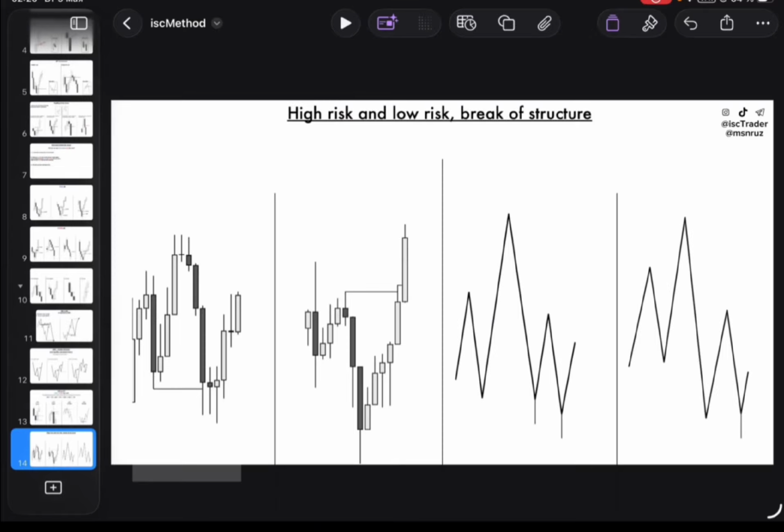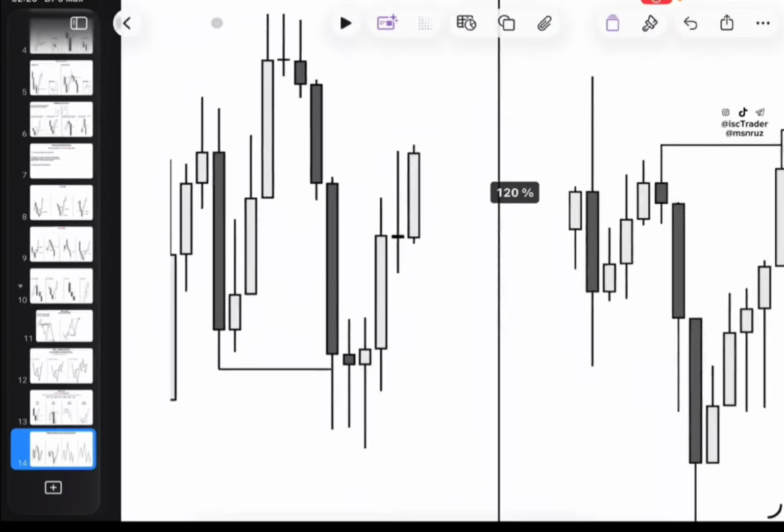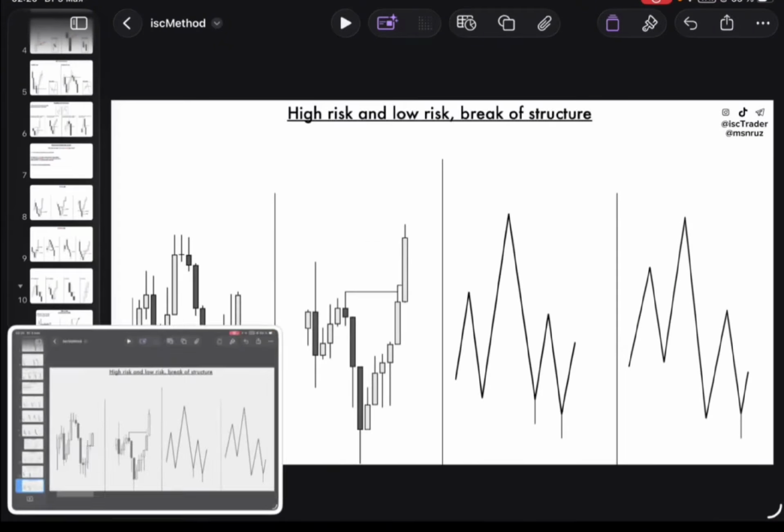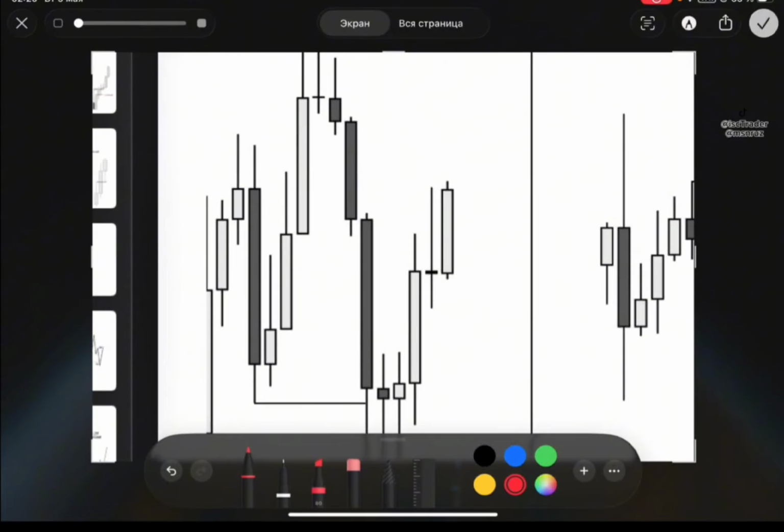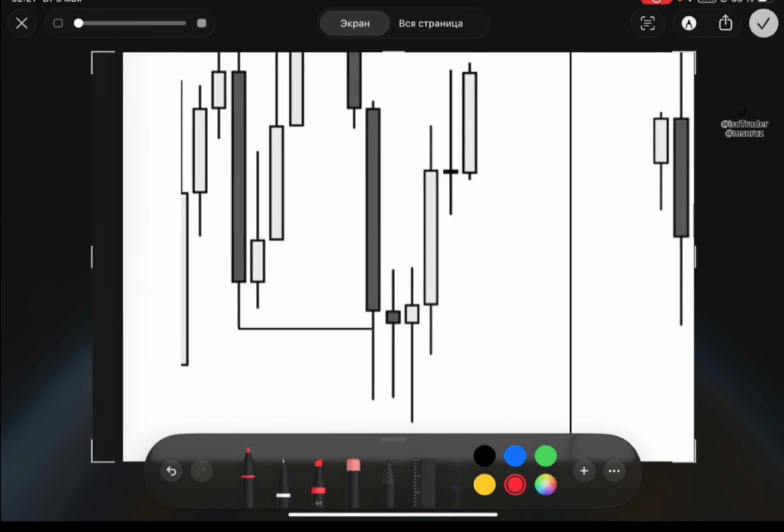The next one is the high risk and low risk breakout structure. In other words, since it is high risk, I do not recommend that you enter the trade. If it is a high risk breakout, working on it is wrong, meaning it could also be a fake breakout. It's high risk. You can see. Meaning a liquidity sweep breakout.